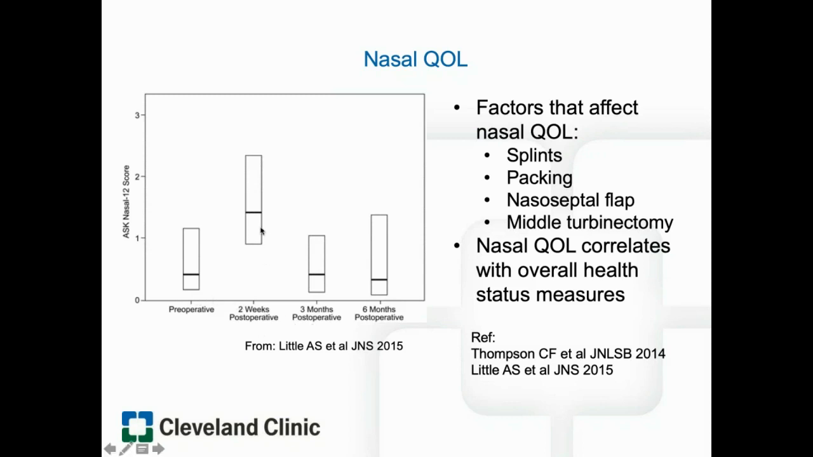When we look 2 weeks after surgery, as we expect, we've actually worsened how patients feel their sinuses are. But if we look by about 3 months, we do see, in general, on average, about full recovery of nasal quality of life. Some of the factors that have been reported in the literature that can negatively impact the recovery of nasal quality of life are the use of splints on the septum, packing in the nose, harvesting nasoseptal flaps because that requires more nasal work, and also removal of the middle turbinates.